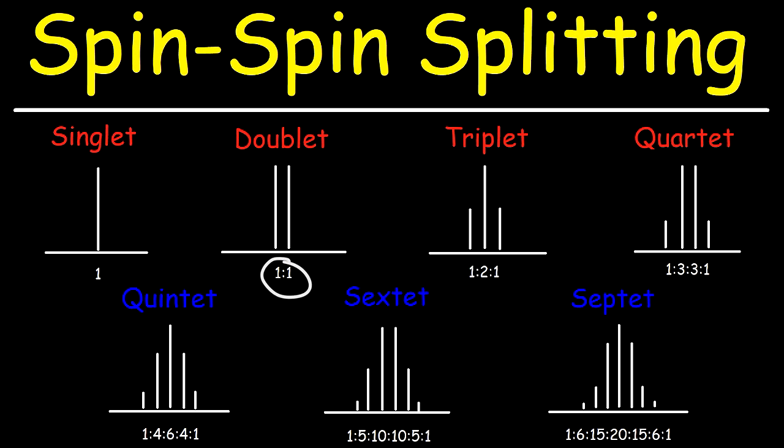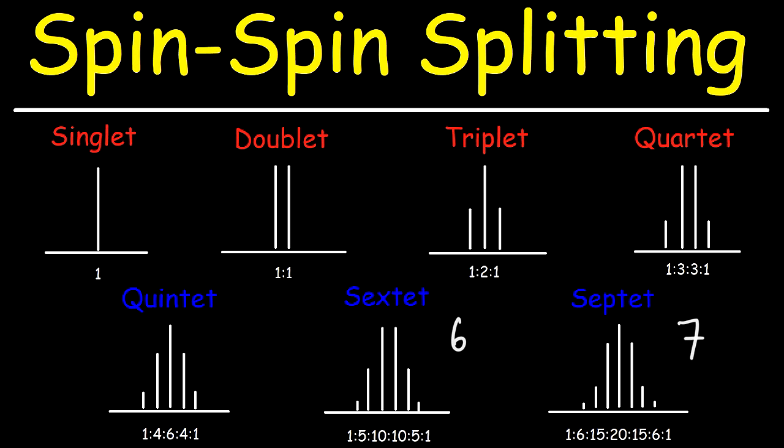It's a 1-to-1 ratio. Next, we have a triplet, which appears as three signals. It's really one signal, but split into three. And the intensity ratio for that is 1-to-2-to-1. If it splits into four parts, you have a quartet. And for 5 is a quintet, 6 is a sextet, and 7 is a septet. Sometimes, if you have 5 or more, you could just call it a multiplet, which might be easier to do it that way.